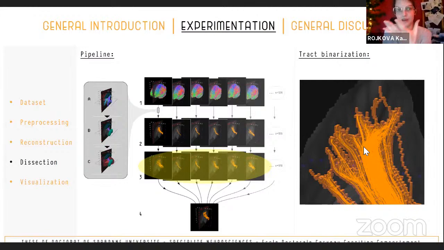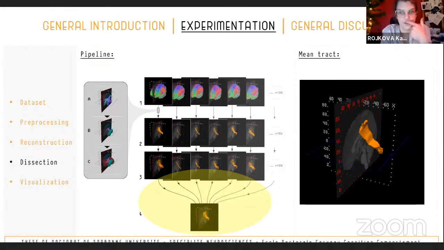To work with them, we have to binarize them. So we transform every voxel that contains at least one fiber into a positive voxel. Like we say, okay, this voxel will be part of our final volume, the binarized volume, working on the one or zero, yes or no principle.